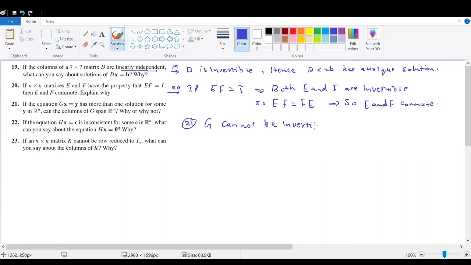So for 21, we can say G cannot be invertible using the theorem. So the columns of G do not span Rn.